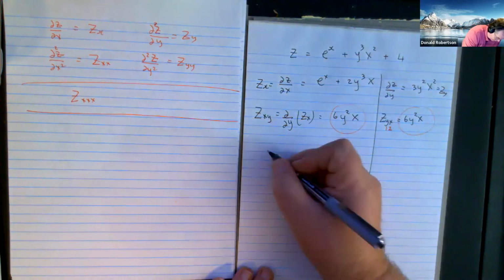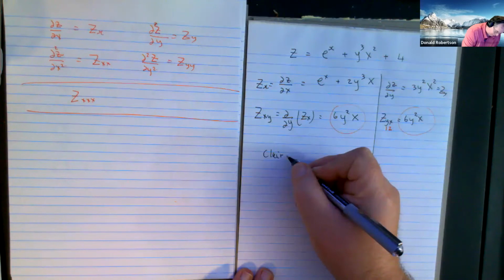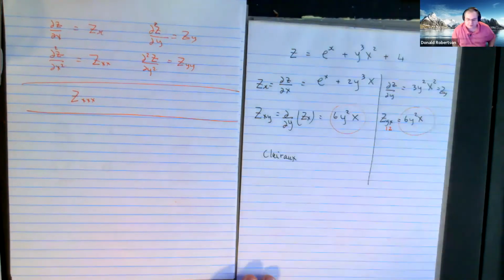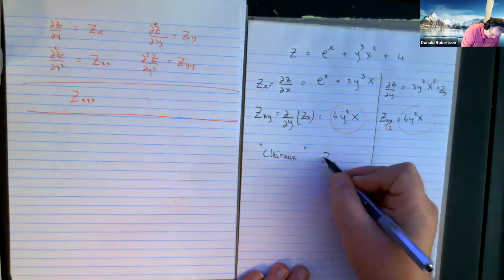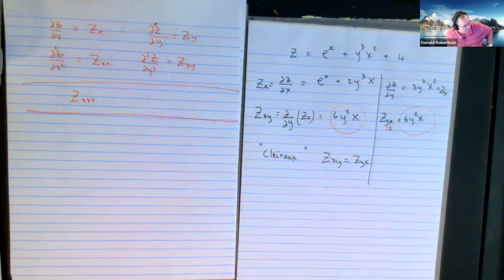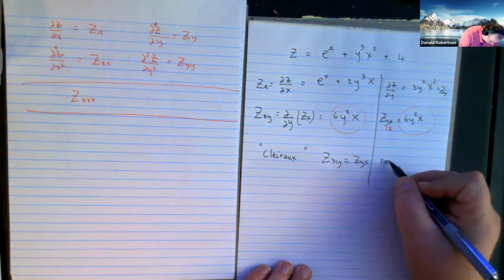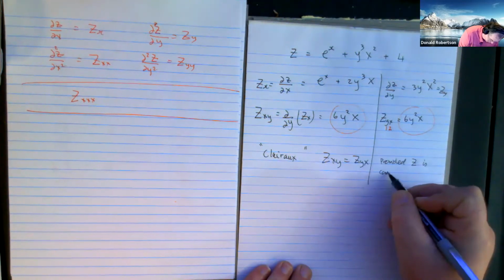There is a French guy called Clairaut. How do you spell Clairaut? I think you spell it with a French A-U-X. Clairaut is his name. And he figured out that second partial derivatives, if you use the same two but in different orders, right? You do x then y or y then x. He figured out that they're always equal, provided the original function z is continuous.